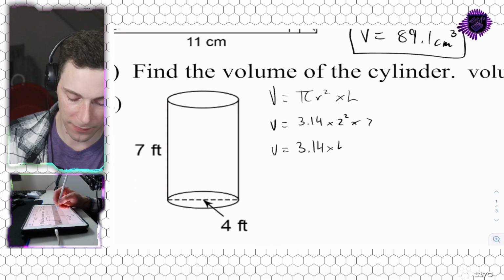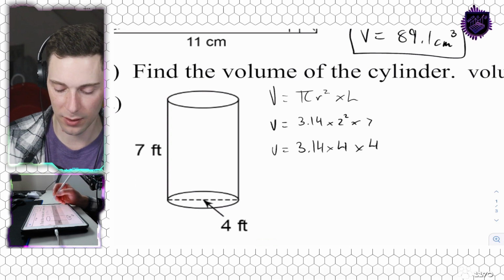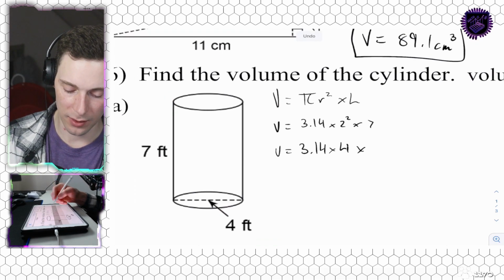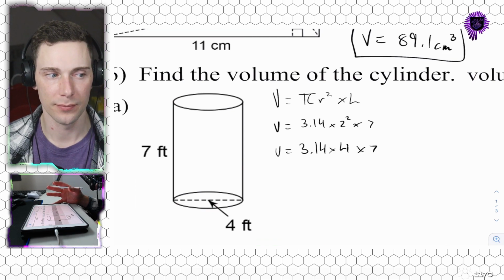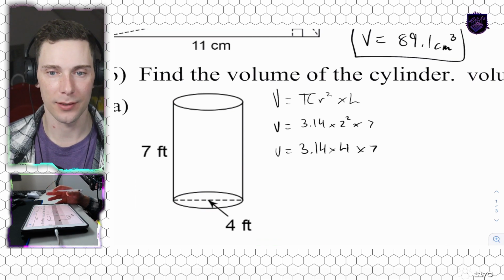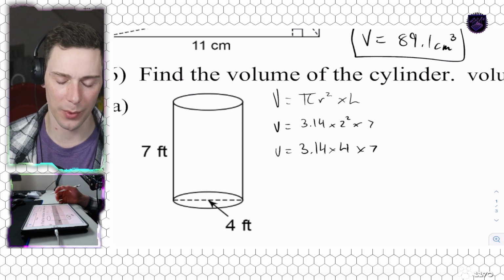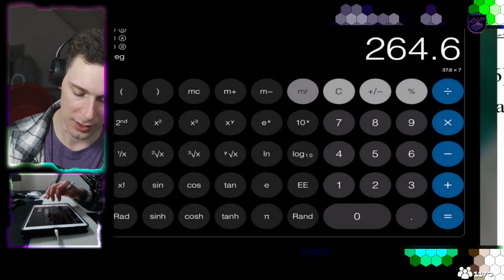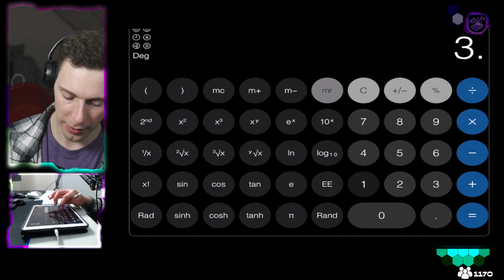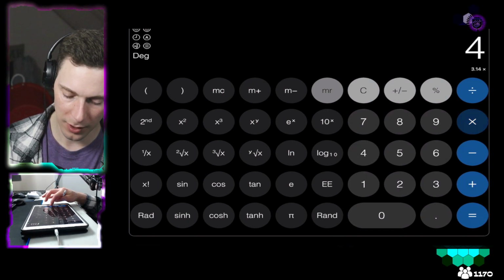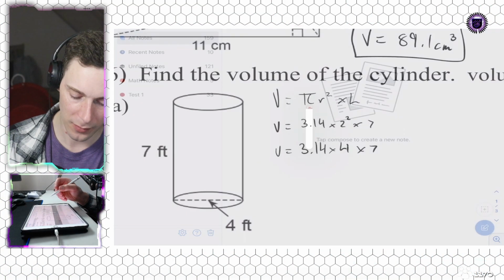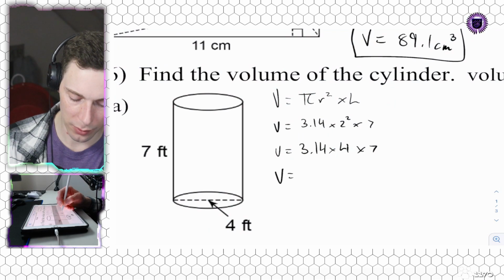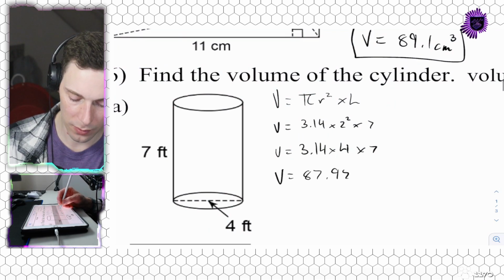All right, so volume is equal to 3.14 times 4 times 7. That's 4 times 7, right? Because it's multiplied by the radius squared. It's really weird. All right, let's do it. 3.14 times 4 times 7 equals 87.92. Volume is equal to 87.92. That's weird.